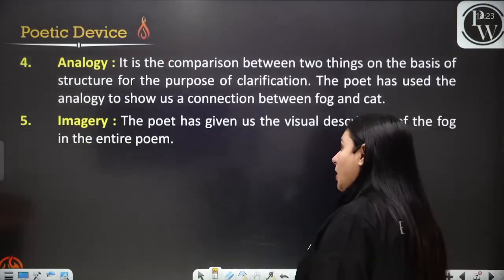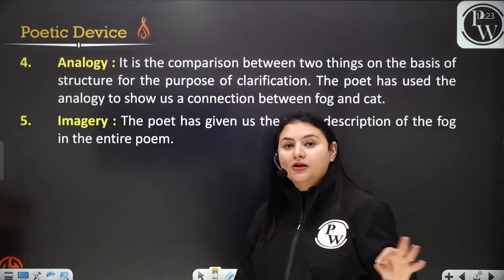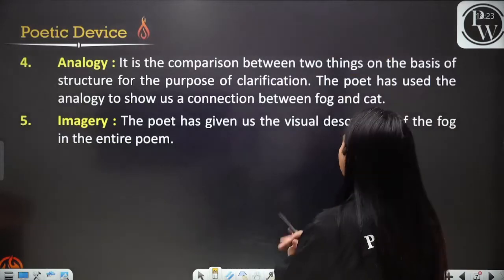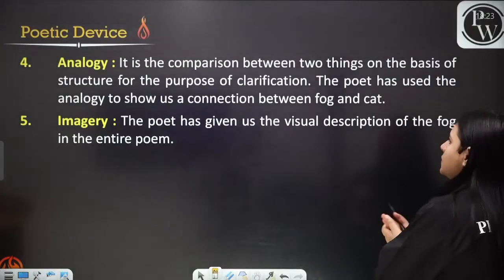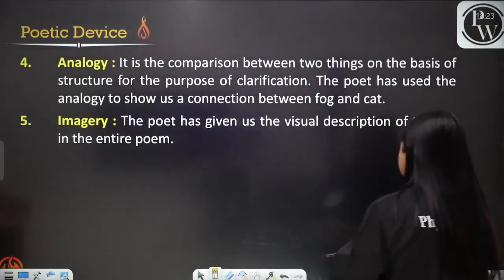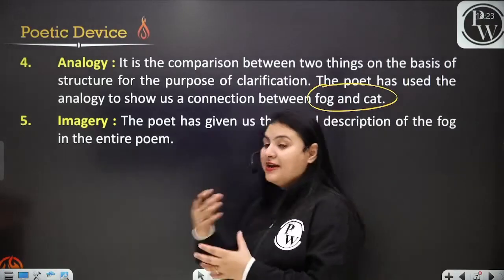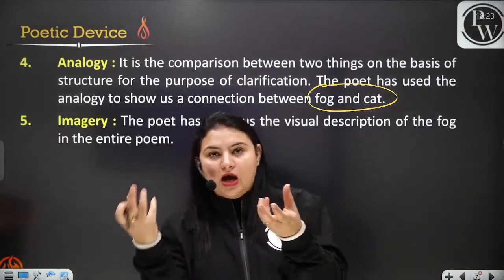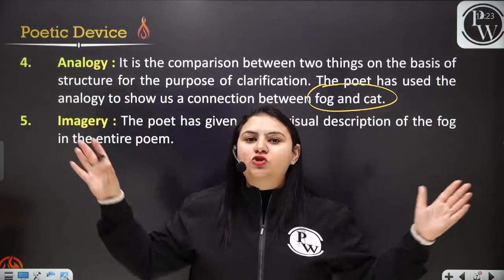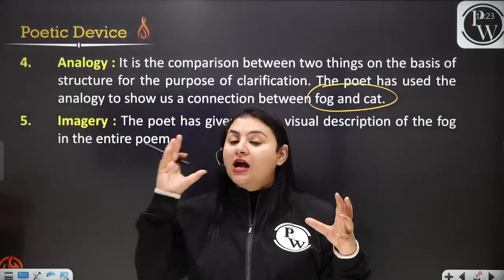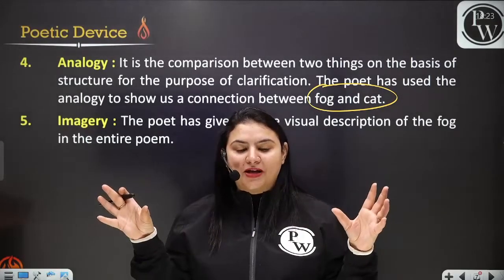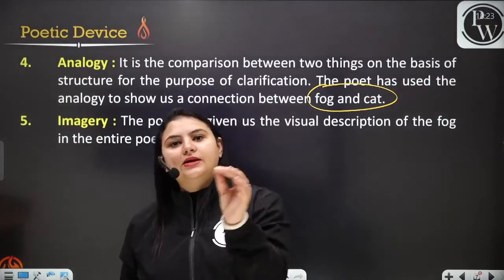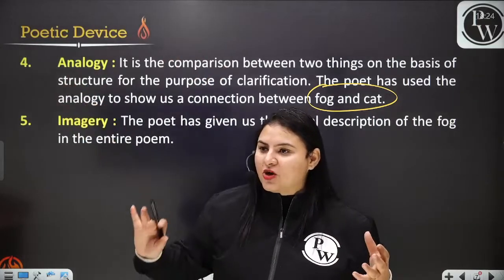Now, analogy. There is a very clear analogy here. It is a comparison between two things on the basis of structure for the purpose of clarification. The poet has used the analogy to show us a connection between fog and cat. See, what is analogy? Analogy means when you compare one thing with another thing by comparing their structures. The structure of a cat and the structure of a fog are very similar to each other. That is why we can see that there is an analogy here.